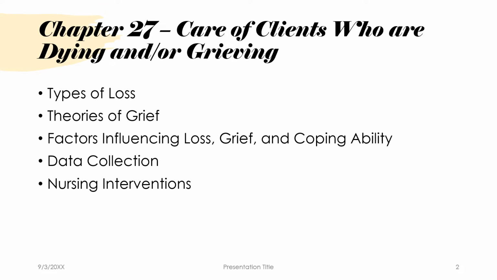Anticipatory grief. This is a grief that implies letting go of an object or person before that actual loss occurs. This could happen in the case of a terminal illness. In this type of situation, the individuals will have an opportunity to grieve before the actual loss occurs.